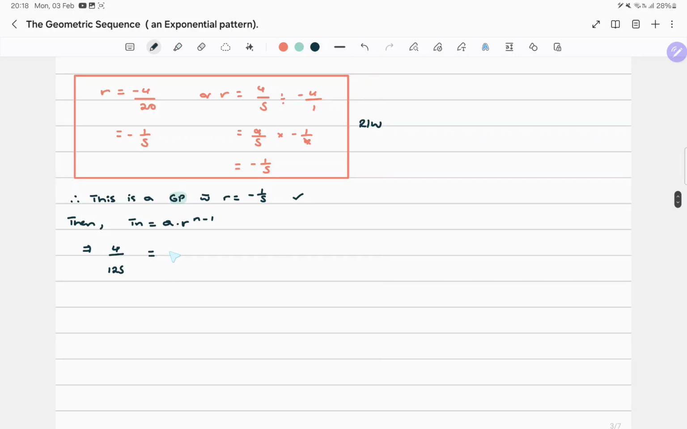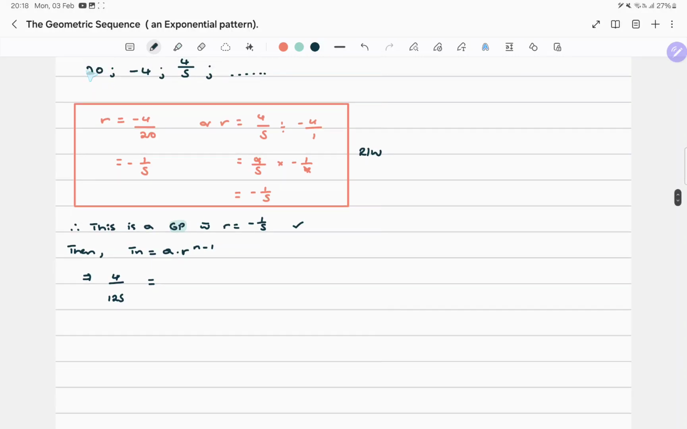Now we are saying the a is the first term, which is 20, times r, which is minus 1 over 5, to the n minus 1, because that's what we want. The question is, which term is it? So that's where the question mark is. We need to find that. Okay, so let's move on.